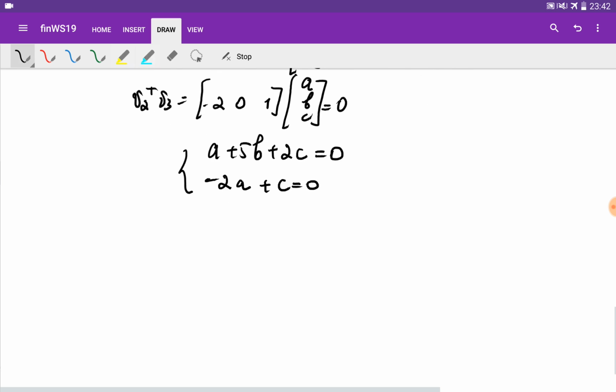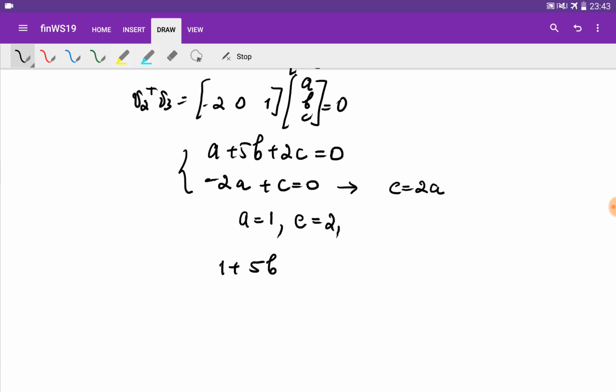So we can find that C is equal to 2A. Since there are three variables and two equations, we can set one of the variables to be equal to any value. For example, A can be equal to 1, then C is equal to 2. If we substitute this 1 and 2 into the first equation, it's going to be 1 plus 5B plus 2 multiplied by 2 is equal to 0. So 1 plus 4, it is 5 if it goes to the right hand side part. So B is going to be equal to minus 1.